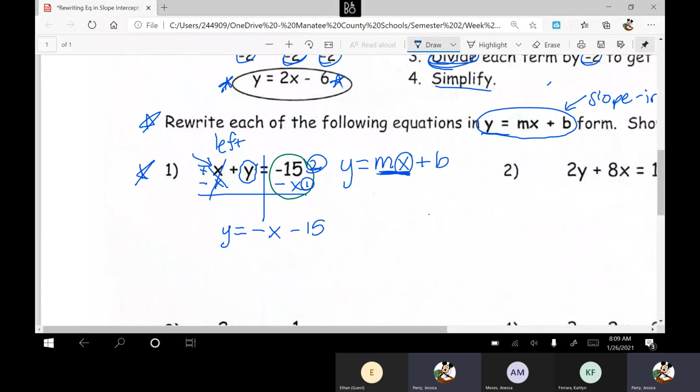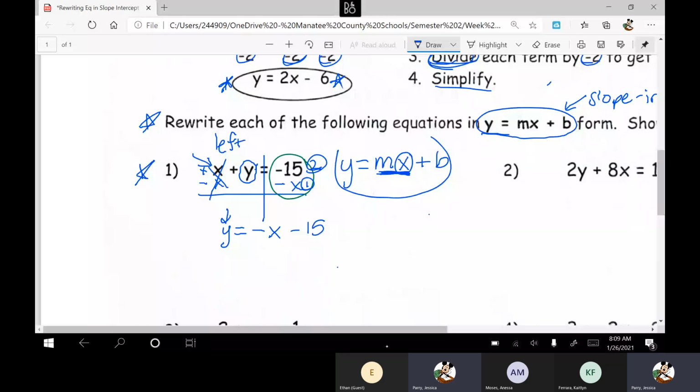Now let's just double check. Are we done? Is everything finished, or do we need to do another step? Well, you can see here we have the y all by itself. It says y equals, and then we've got our negative x minus 15. This is written in the same format of slope-intercept form, y equals mx plus b.